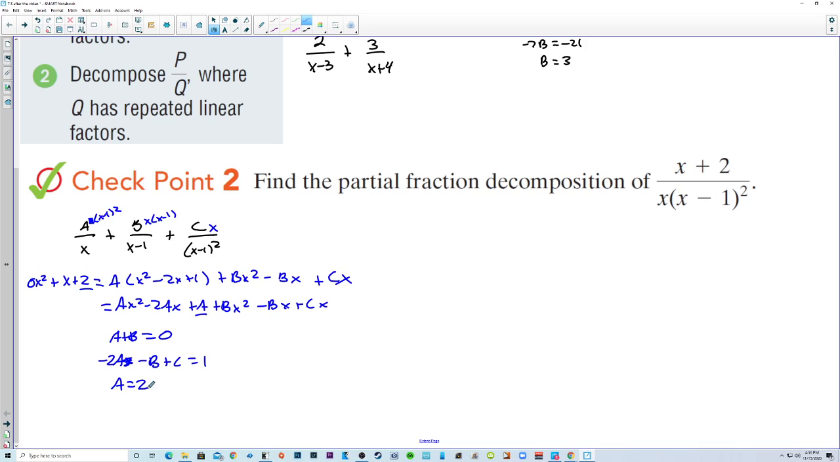So we should be able to solve this without really using any kind of calculator or doing a whole lot of work here. We just have 2 plus B is equal to 0. So we know B is equal to negative 2. Negative 2 times 2 is negative 4 plus 2 plus C is equal to 1. So C is equal to negative 2. A is 2 over x plus B is negative 2 over x minus 1. I could write minus 2 there, by the way. So plus 3 over x minus 1 squared.